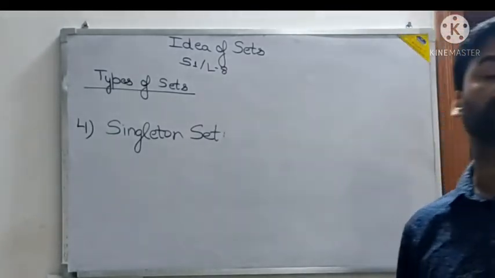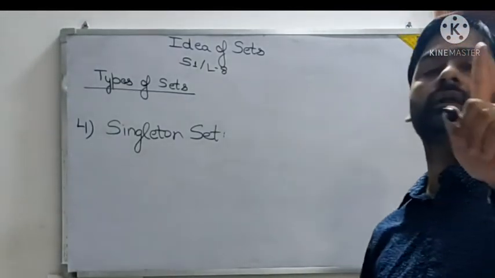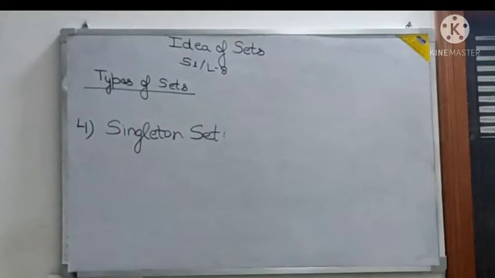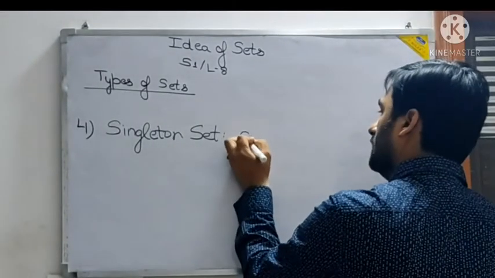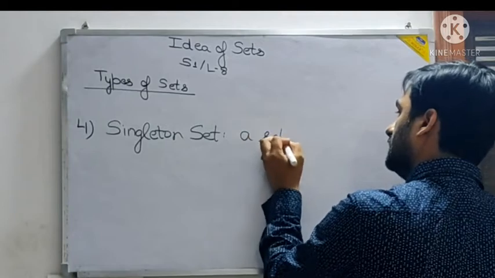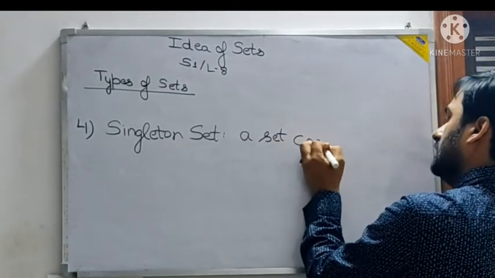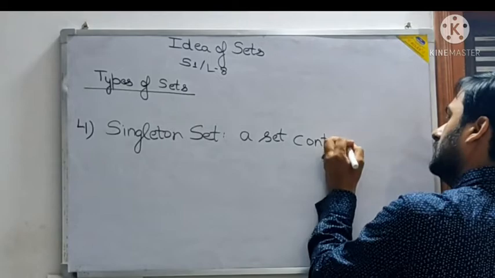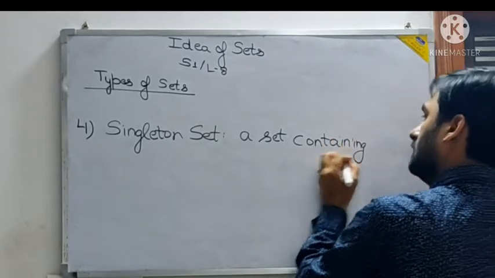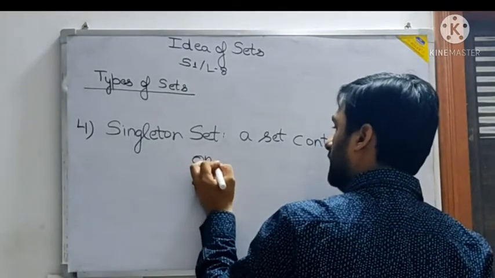So what is a singleton set? A singleton set is the one set in which only one element is there. So it is a set in which only a single element, or a set containing only one element.